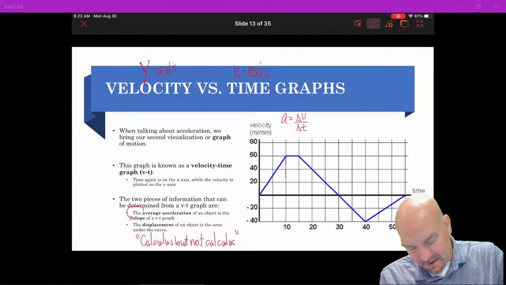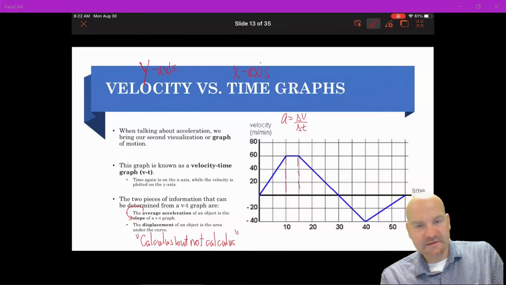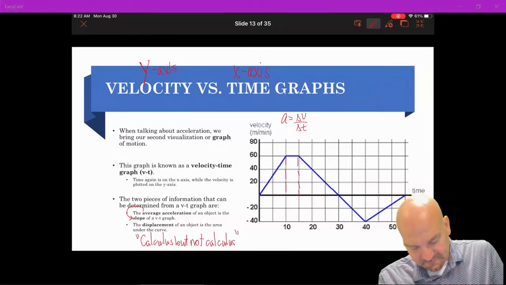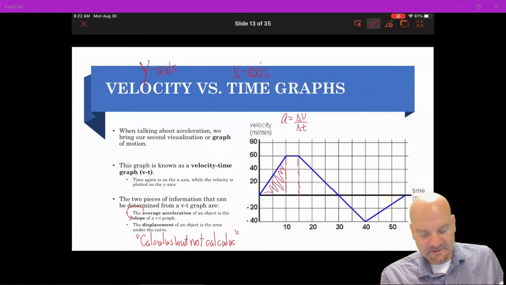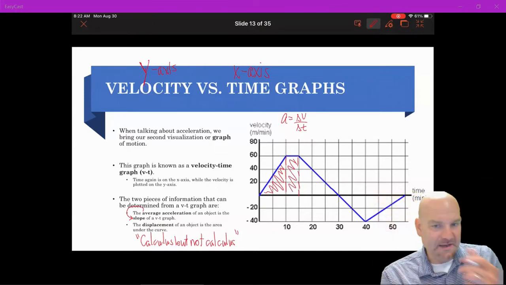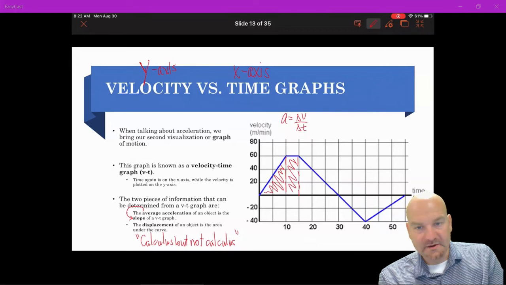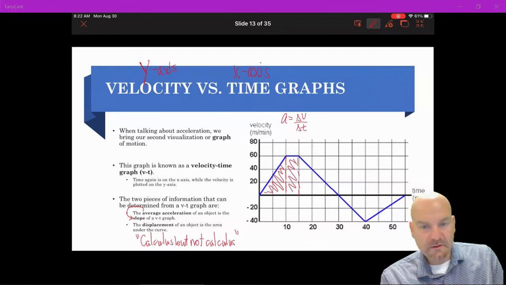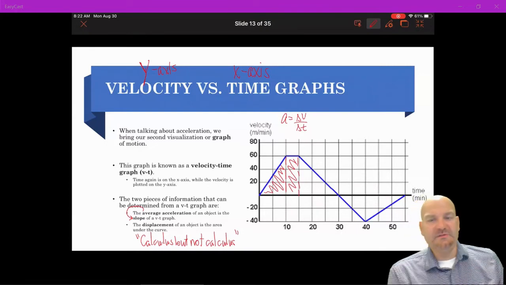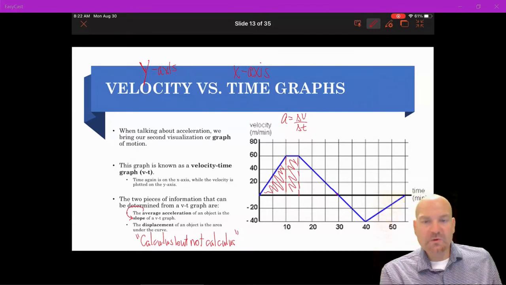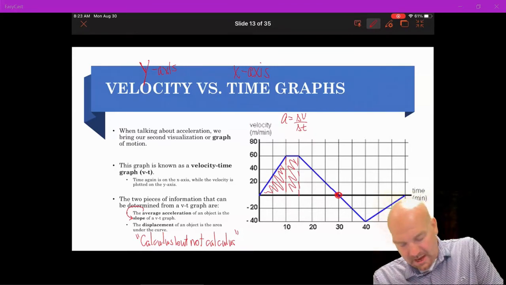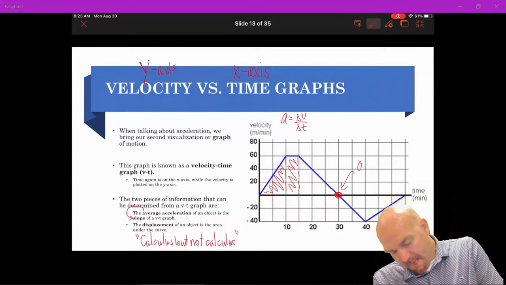In AP Physics 1, all of our areas are going to be squares, rectangles, or triangles. Okay, and so if I want to find the displacement of this piece, I'm just going to do 1/2 base times height. If I want to find the displacement of this piece, I'm just going to do base times height. And you just piece it together, okay? And then when you piece it all together, that would give you the displacement of the object for the entire time, okay?